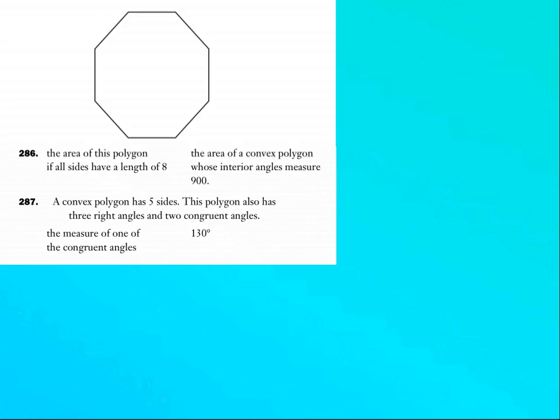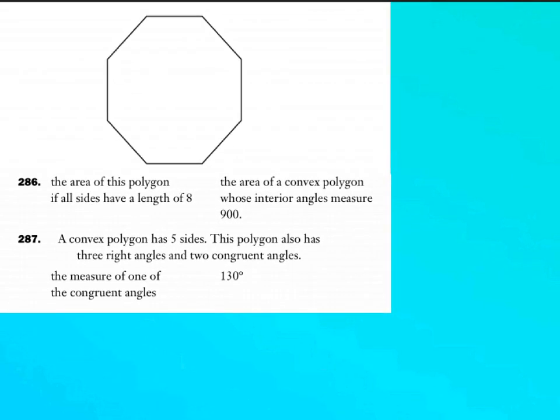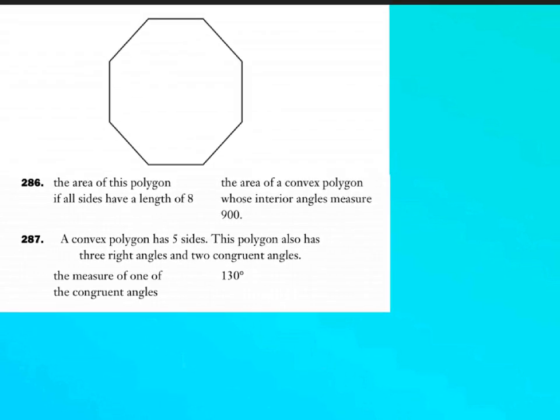Now again, we have an 8-sided figure. It's an octagon. They're saying the area of this polygon, which has all sides equal to 8. So basically it's a regular polygon. I can find the interior angles. I can find the area as well if needed. To find the area, I can just convert this into 8 triangles. 8 congruent triangles, by the way, but if needed.